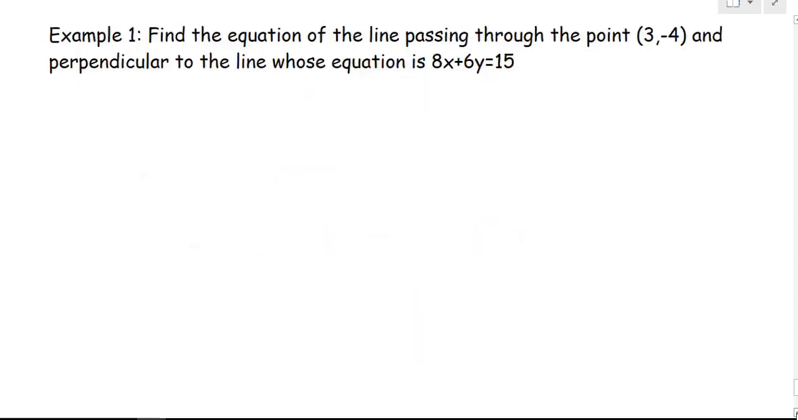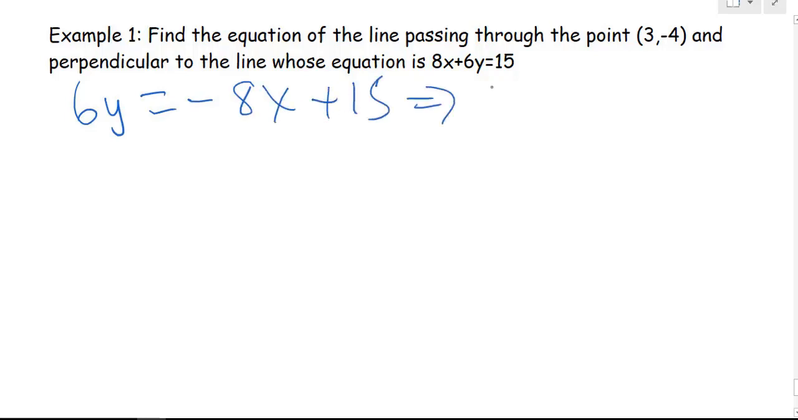Our first example under this category is: find the equation of the line passing through the point 3, minus 4 and is perpendicular to the line whose equation is 8x plus 6y is equal to 15. The first thing we do is take the equation of the line given and write it in the general form, and we have 6y is equal to minus 8x plus 15. Divide both sides by 6, we have y is equal to minus 4 over 3 x plus 15 over 6.